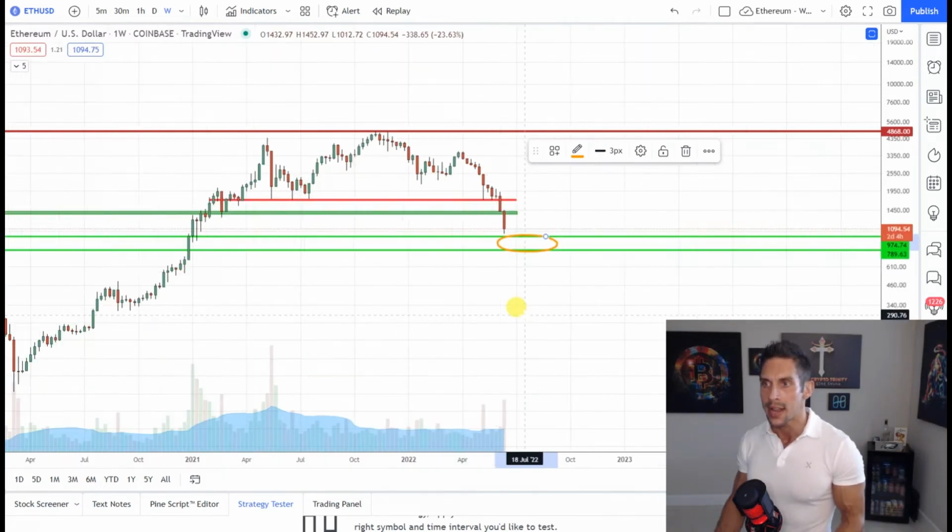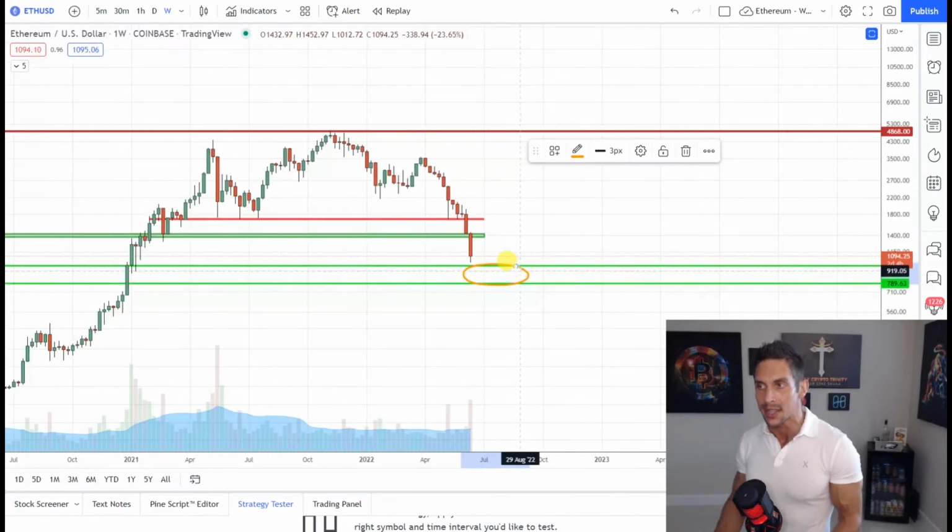If we begin to break down below $800, I'll put out a video and we can talk about where things might go from there. But this is the key area to watch. So again, same sort of premise for Ethereum. You want to see price consolidate here and begin to build basic stair steps up.